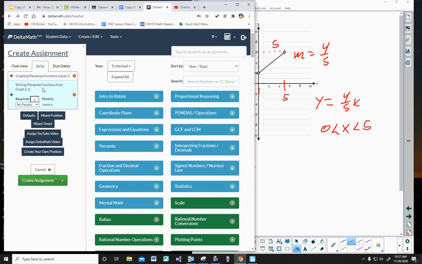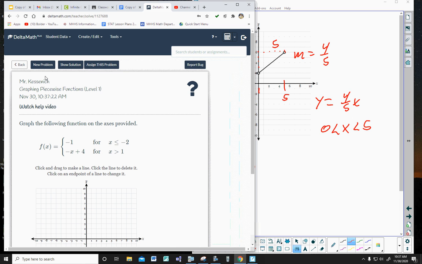Okay, let me go back. We already did the graphing, and this was the writing. Because we already did this one, so this was the writing.